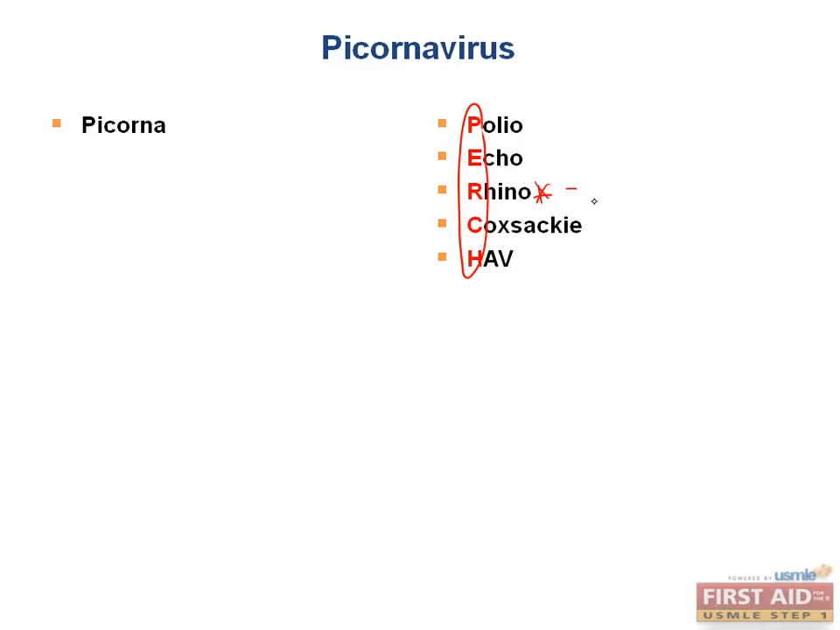Interestingly, except for Rhinovirus and HAV, they can all cause aseptic meningitis. So quick question, do you know what aseptic meningitis is? Well, aseptic meningitis in broad terms is an inflammation of the meninges, hence meningitis, in the brain that is not caused by a bacteria. Okay, so let's start with polio.